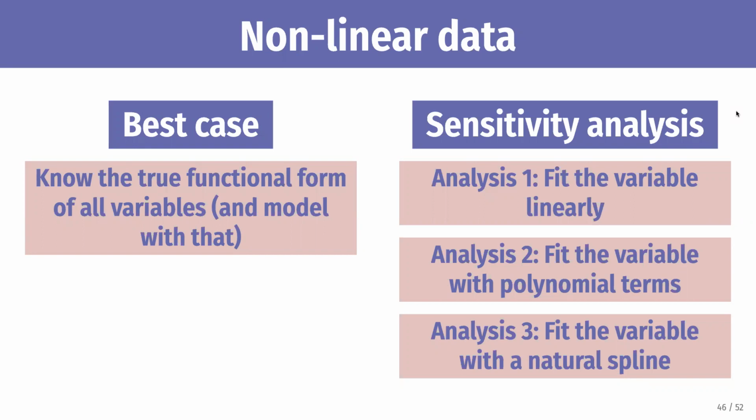And so a natural spline is basically an improvement on analysis 2 in that it essentially fits a cubic polynomial between certain knots, which are dictated by the distribution or the percentiles of the data. For this particular class, it's not super important.